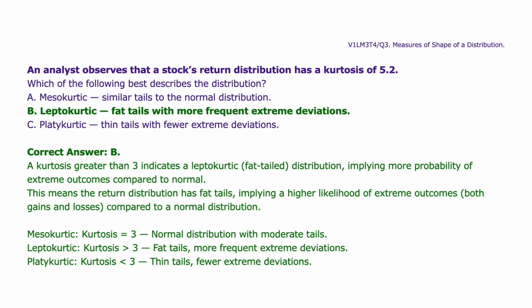Kurtosis measures combined weight of tails relative to rest of distribution. Normal distribution has kurtosis equal to 3. 5.2 is greater than 3. Distribution with kurtosis greater than 3 has fatter tails than normal distribution. Fatter tails mean more frequent extreme deviations. This is called leptokurtic.